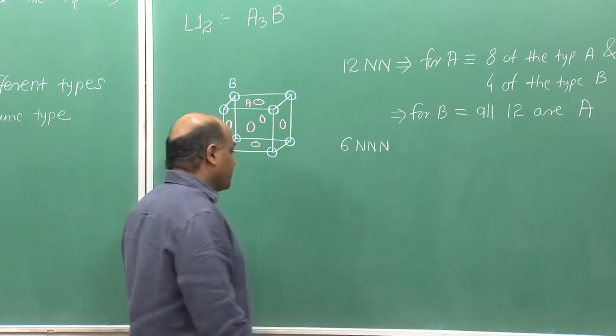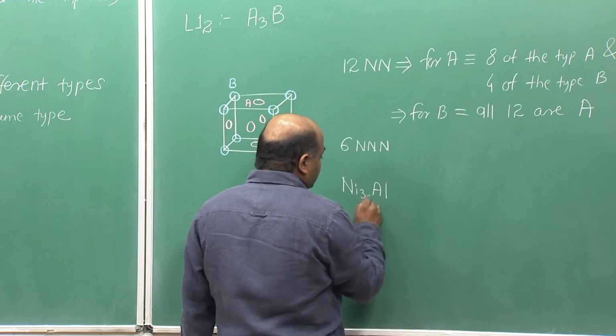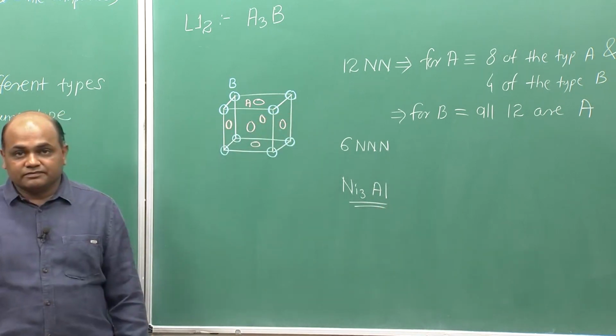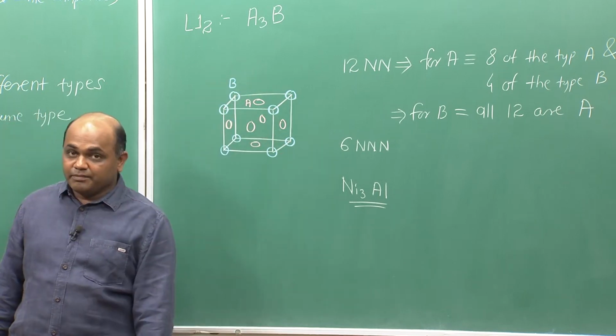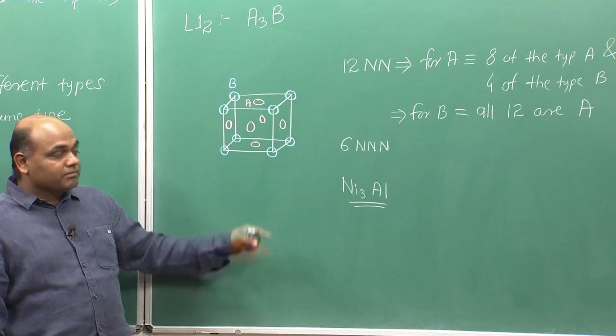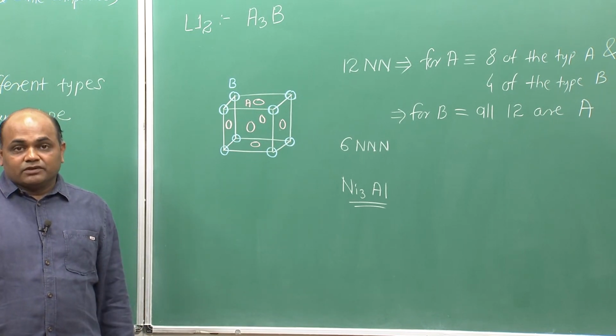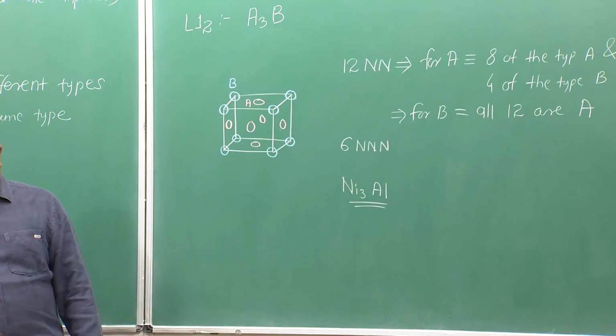Okay. The example of this type of crystal structure is Ni3Al. It has the stoichiometry of the type A3B, 3 nickel atoms and 1 aluminum atom per unit cube. So, this is the L12 type of structure.